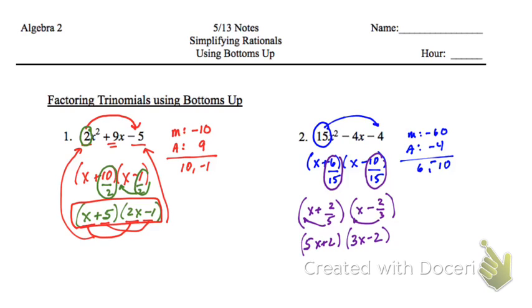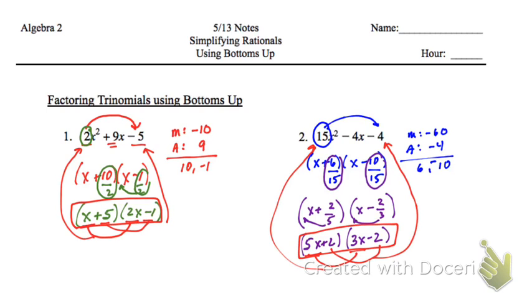And real quickly, we can take a quick little check here. What's 5x times 3x? That's our 15x squared. 2 times negative 2 is that negative 4 in the back. We're in good shape. There is our factorization. Okay, so that's a little review of bottoms up when that lead term has a coefficient that's not equal to 1. It's not just simply to multiply and add only. You got to divide by that lead term.